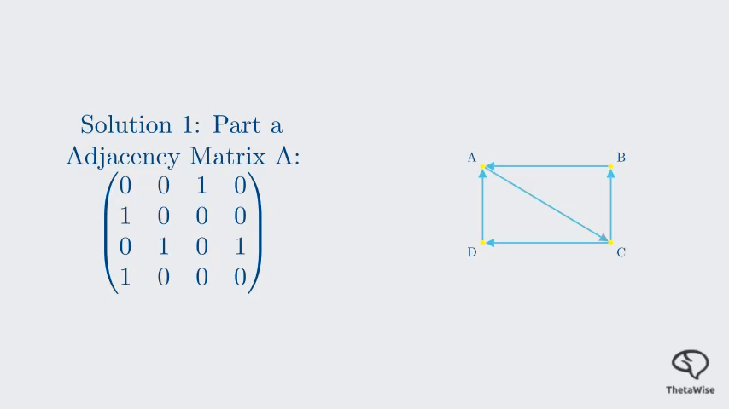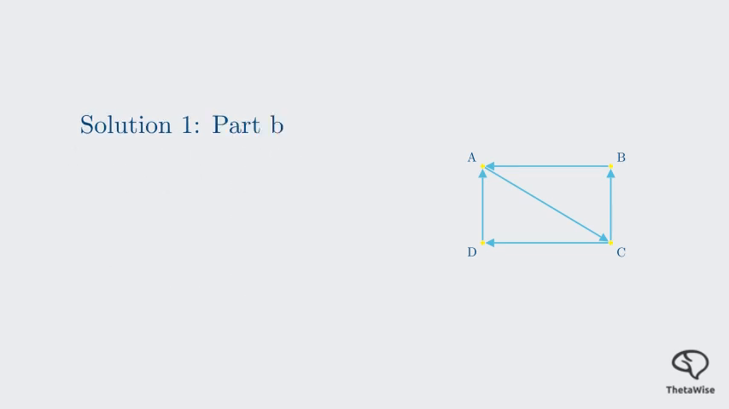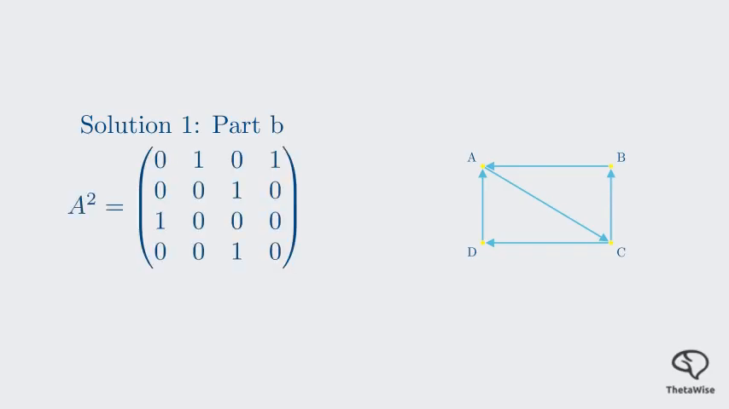Now for part B, we need to calculate A squared, which represents the number of 2-step walks. We perform matrix multiplication, A times A. This yields the matrix A squared. Let's interpret A squared. The entry in row A, column B is 1. This tells us there is one 2-step walk from A to B. We can verify this on the graph. A to C to B.